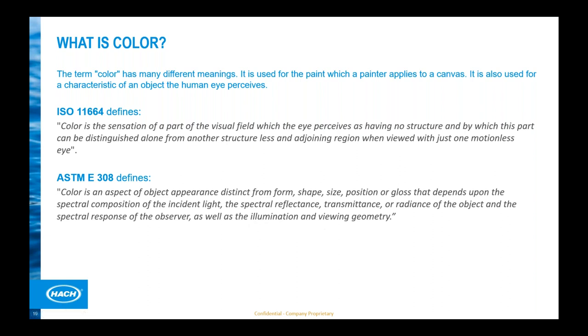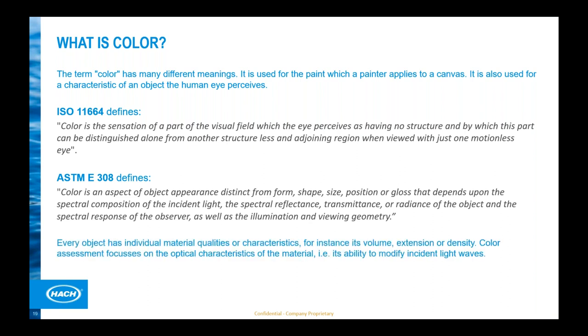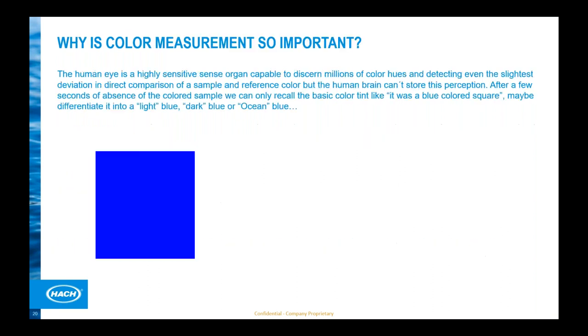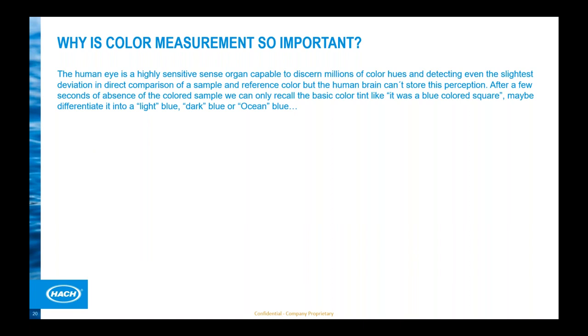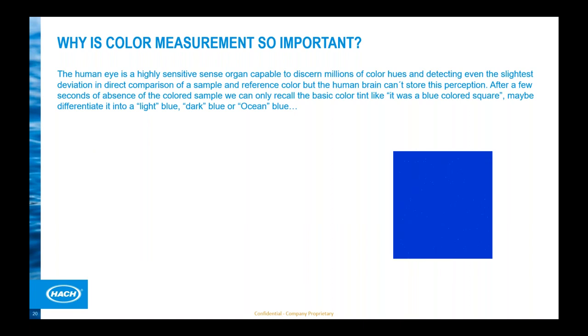So much more detail you will find in an observer. You see the illumination is important for color measurement, and for sure also the viewing geometry is important. And why? That can you see on the next slide here. You see this blue square showing up here, and if the blue square disappears after some seconds, you can't really remember which type of blue it was. Was it that blue that is now shown on the right side? Or is it different to that?